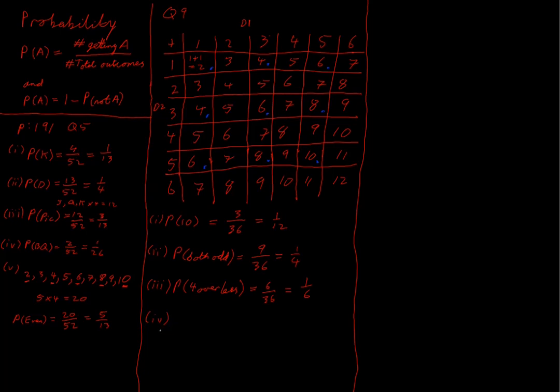IV. Find the probability that the total is odd and greater than 6. So it must be both odd and greater than 6. So what outcomes are odd and greater than 6? Well, greater than 6 means we're past this point in the table, and odd numbers after that. So we have 7s that are odd and greater than 6. We have 9s are odd and they're greater than 6. We have 11s are odd and they're greater than 6.